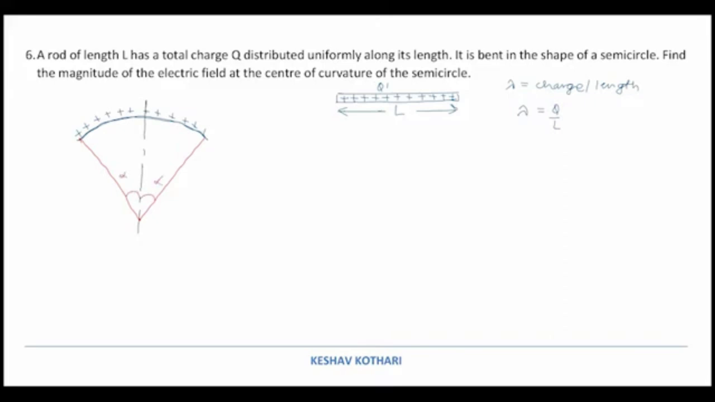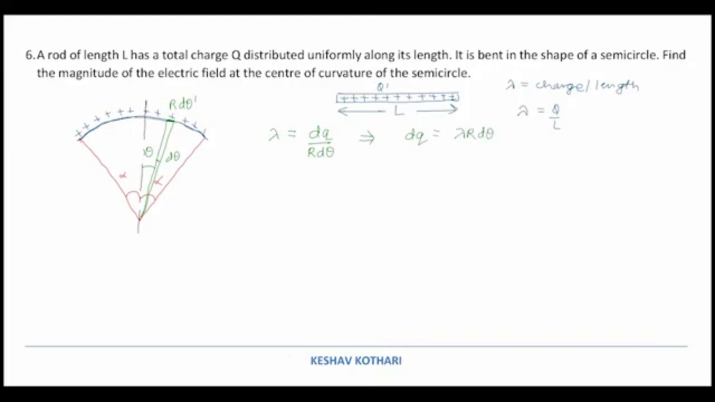So in order to get this solved, at an angle theta, we are selecting a small patch d theta like this. So the length of this portion is going to become r d theta, since angle is equal to arc length upon radius. So if I write the charge on this particular segment, lambda is equal to dq upon the length r d theta. So from here we can calculate the small charge dq as lambda r d theta.